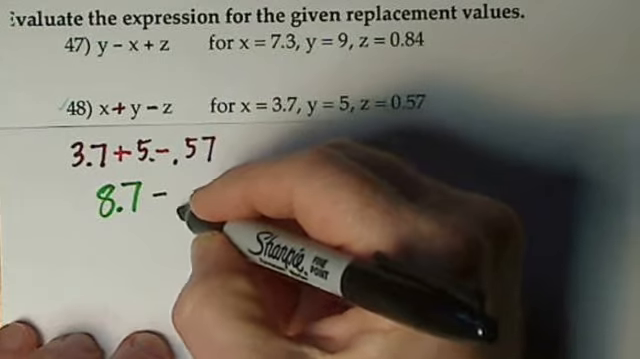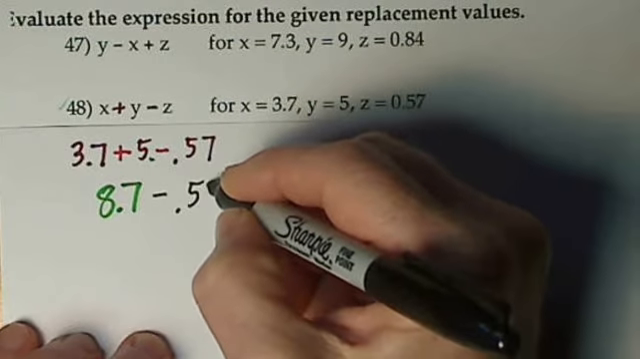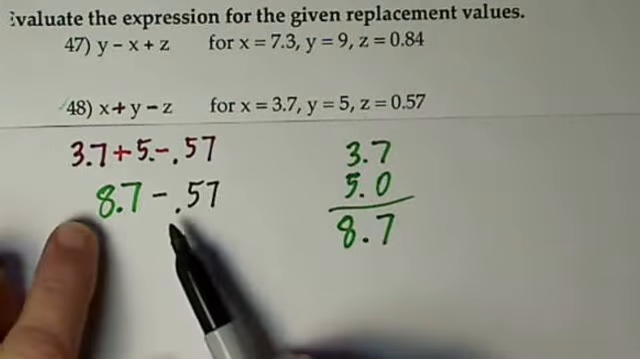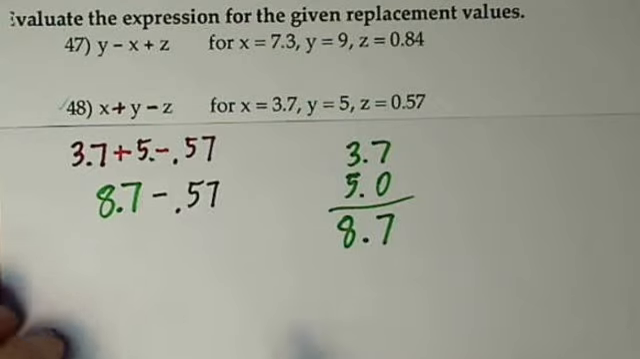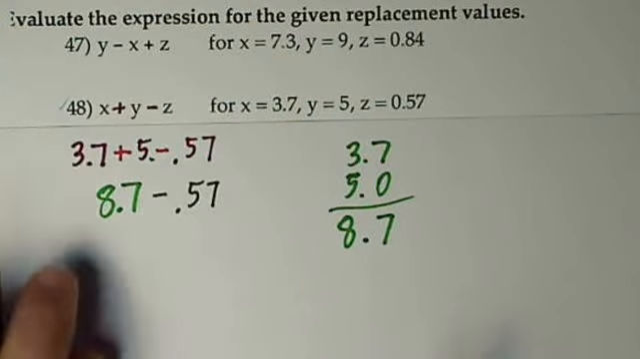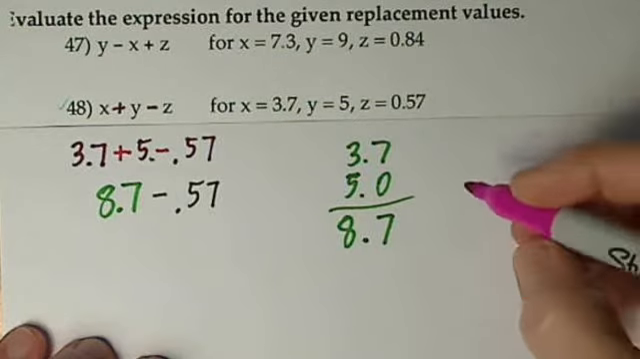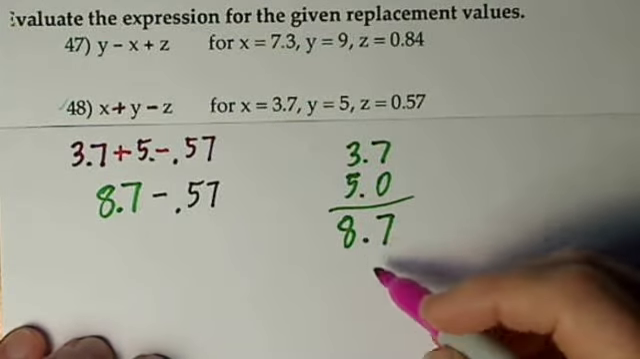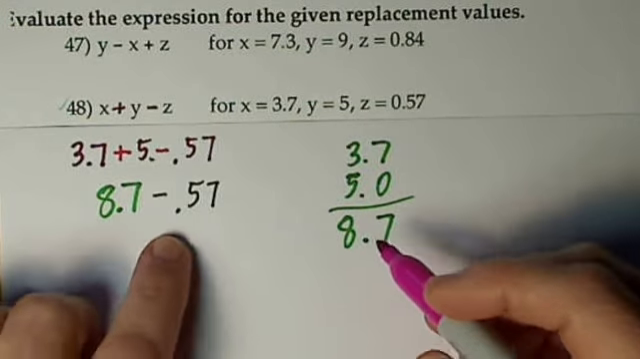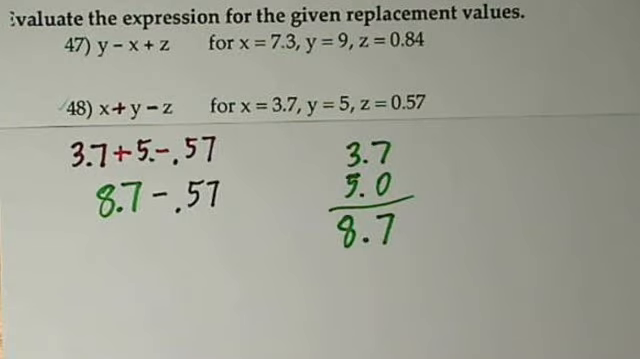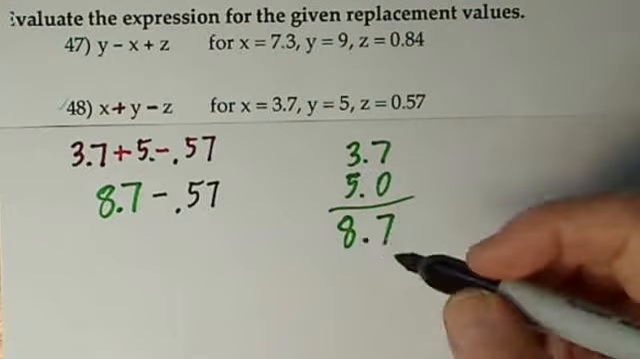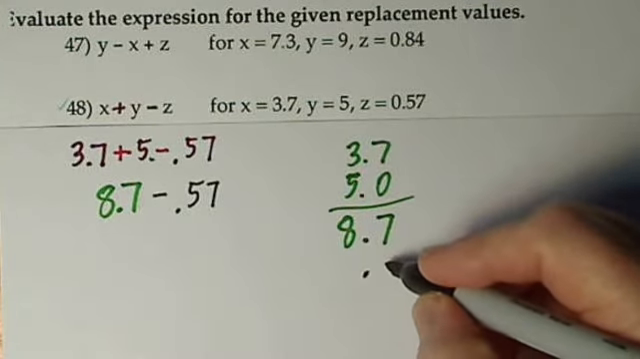Haven't used that. Okay, and now the signs are different. So we will subtract, keep the sign of the larger. Certainly going to be positive. And again, when you subtract, you have to line up your decimals. Okay, so I guess I can put it right here. I have my 8.7. I'm going to subtract 57 hundredths. You line up your decimals.